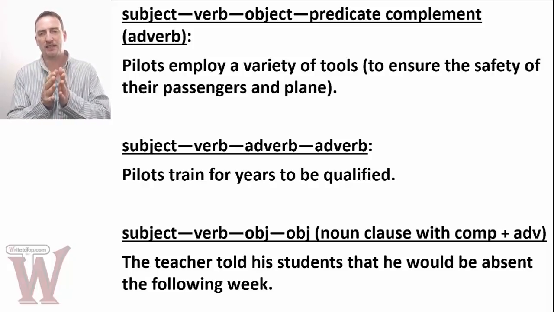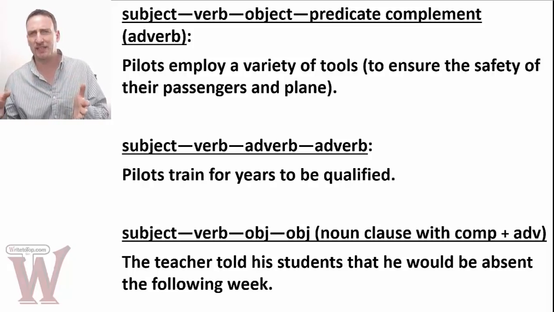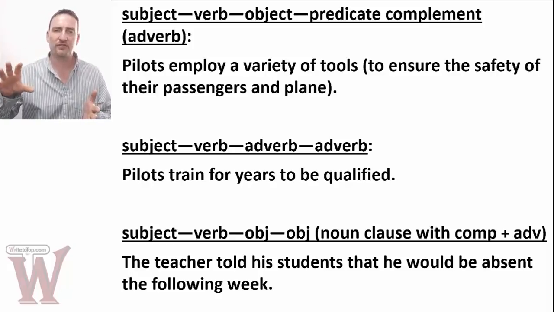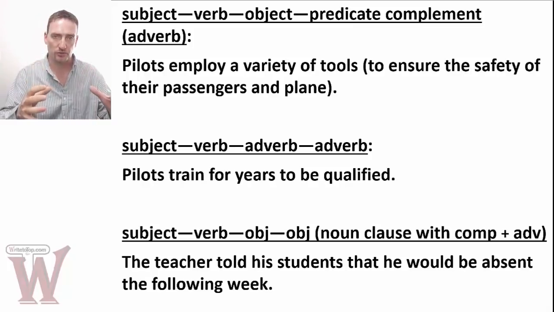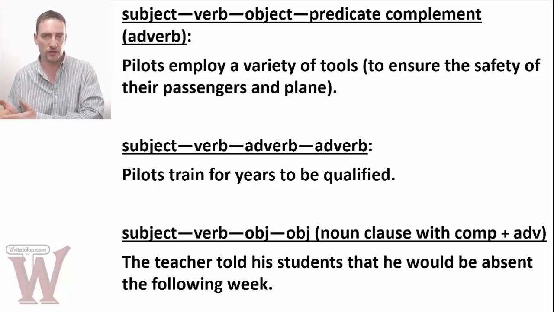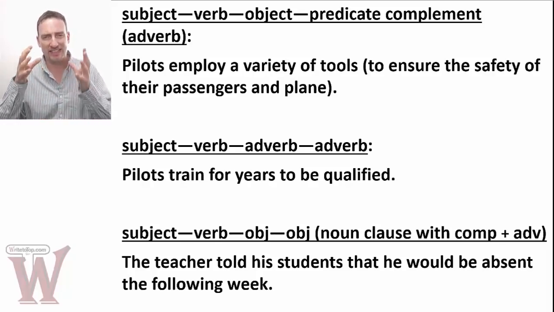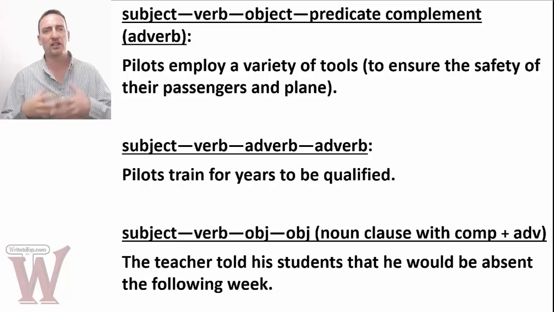So you can say pilots employ to ensure doesn't make sense. So to ensure the safety of, this is an infinitive phrase used to answer the question why. So why do they employ a variety of tools? So it's not just the verb employ, it's about the whole predicate. Employ a variety of tools. Why? To ensure. So make sure that everything is complete, everything has enough information so the reader or the listener can get your message clearly.